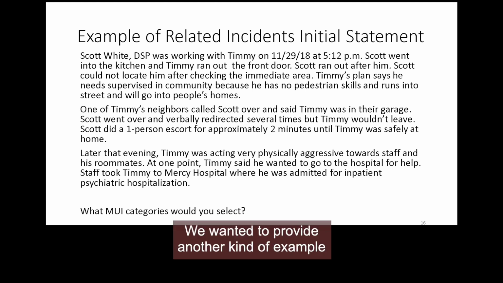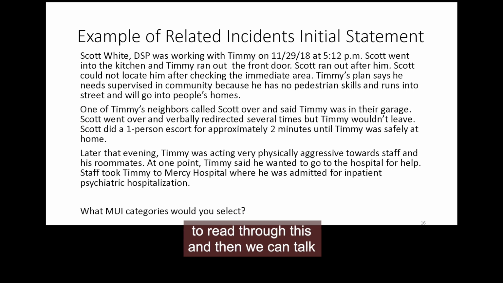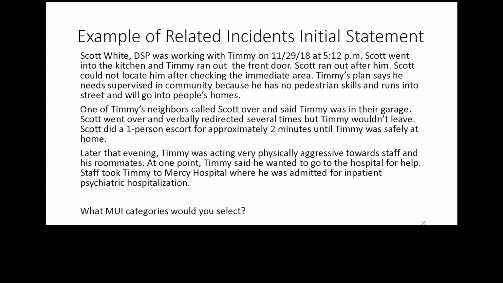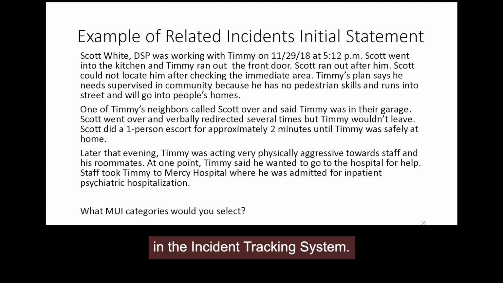We wanted to provide another example in writing, so we'll give you a minute to read through this, and then we can talk about how, moving forward, we would file this in the incident tracking system.